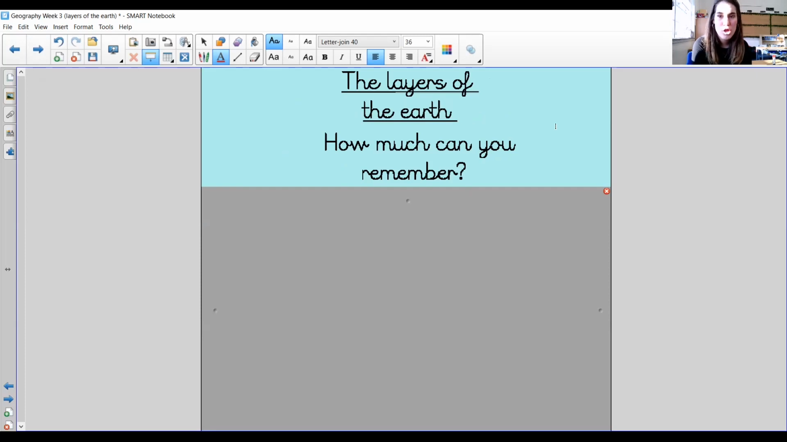I'm going to show you the picture for 10 seconds, and you're going to see if you can take in as much information as you possibly can. Then I'm going to cover the picture back up. You're going to pause the video and see how much you can remember from our picture, just to get our brains thinking about our layers of the Earth. No cheating, no pausing the video on the picture. You can only look at it for 10 seconds. If you cheat, you're only cheating yourself and you won't remember as much. So let's have a look.